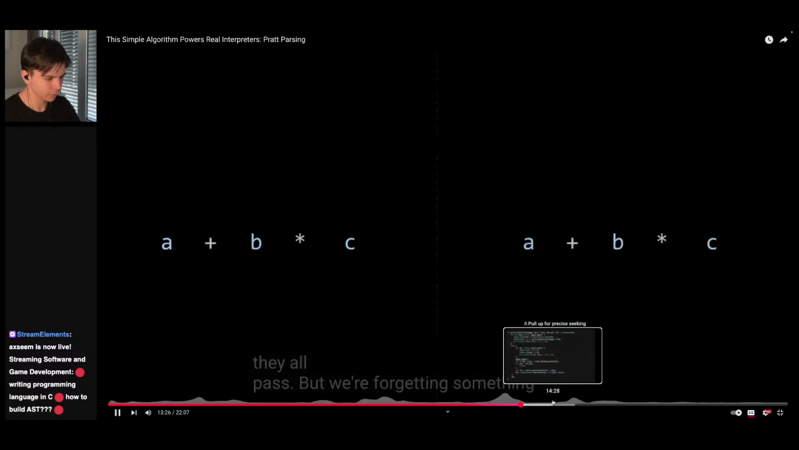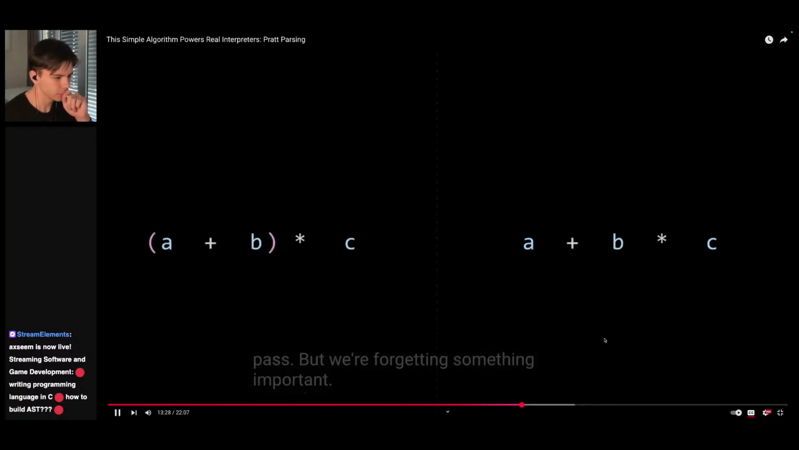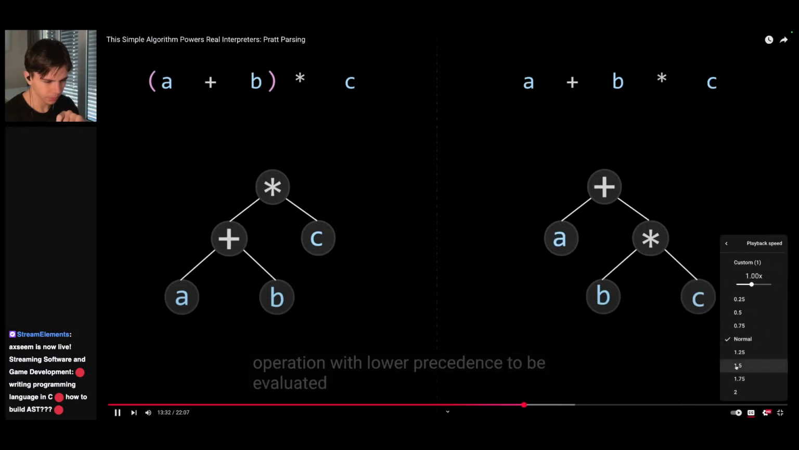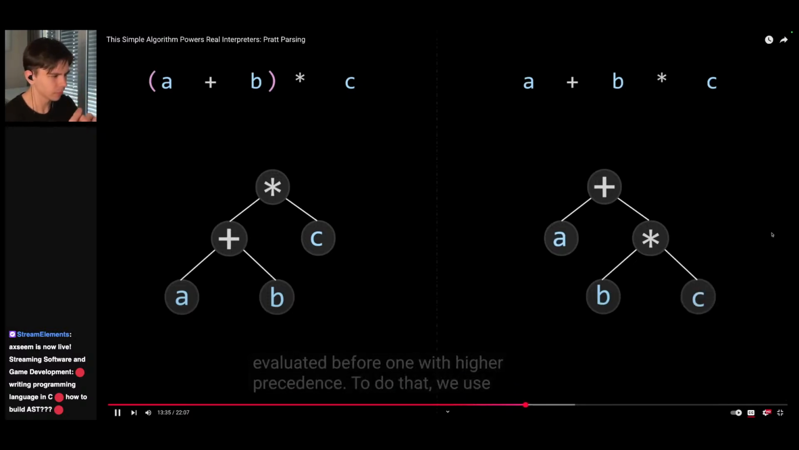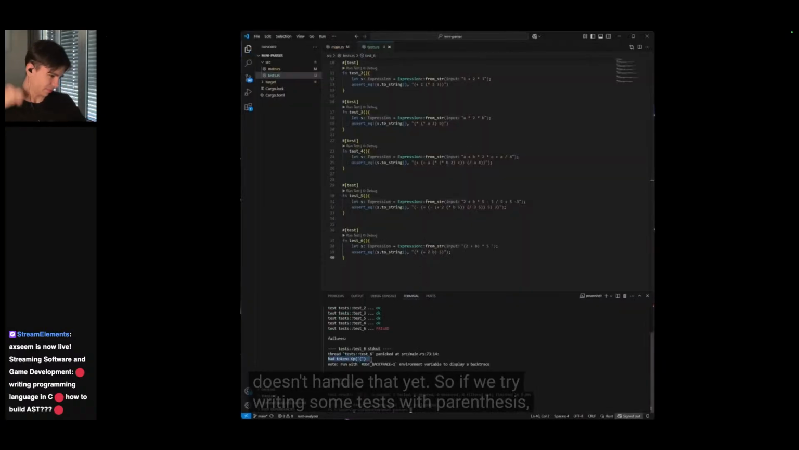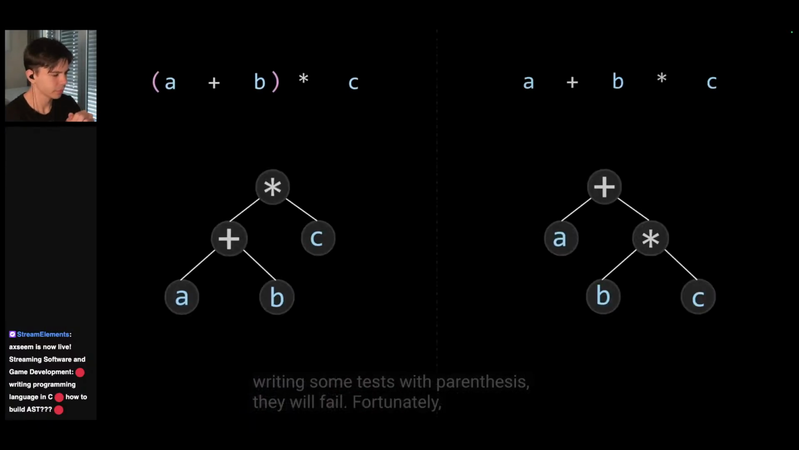But we're forgetting something important. Parentheses. Sometimes we need an operation with lower precedence to be evaluated before one with higher precedence. To do that, we use parentheses to explicitly specify the order of operations. However, our current code doesn't handle that yet. So if we try writing some tests with parentheses, they will fail. Fortunately, this is easy to fix.